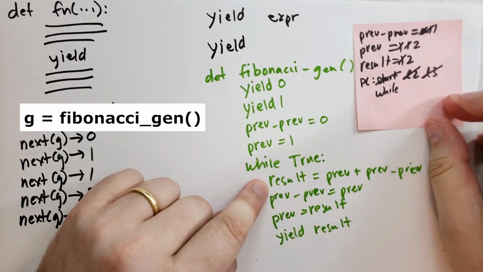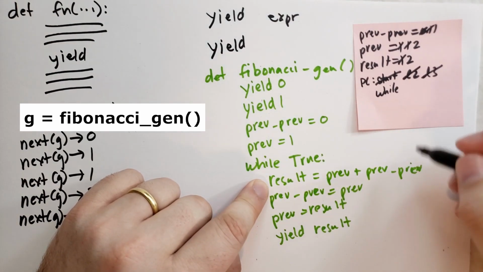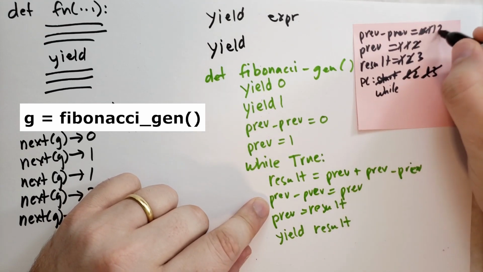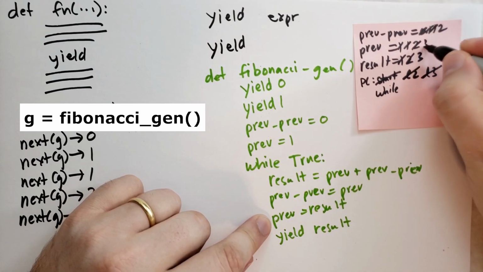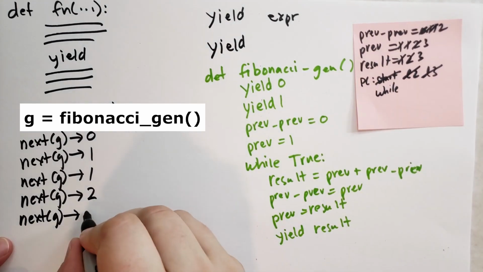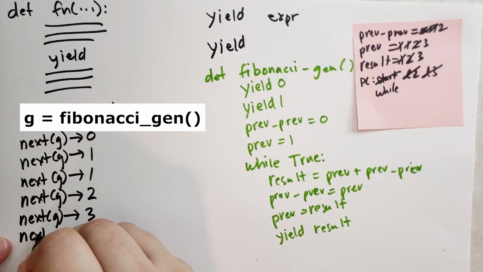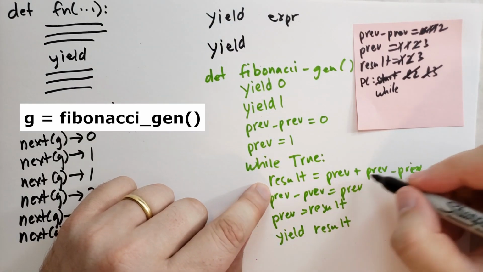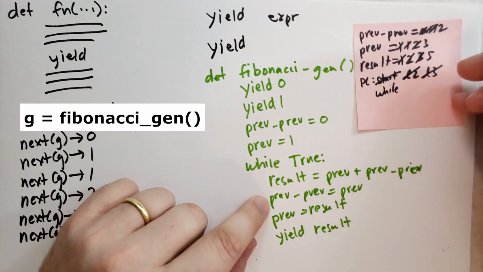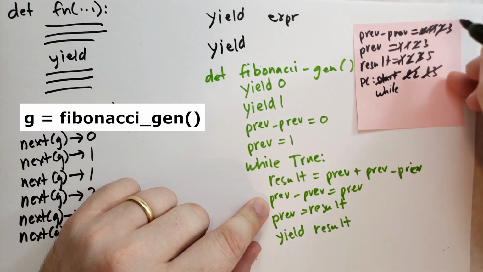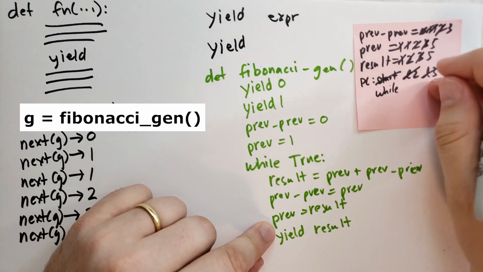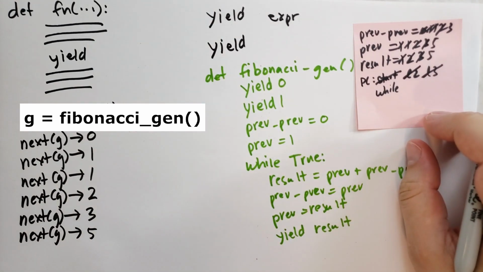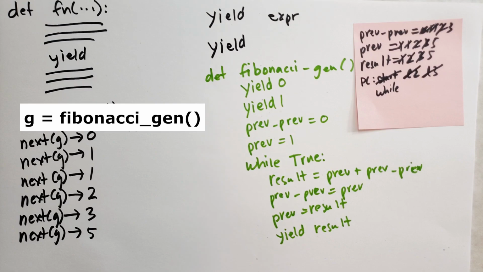it continues. Result equals prev plus previous, so that becomes 3. Prev equals previous, that becomes 2. Previous equals the result, that becomes 3. And then we yield the result. And if we call it again, result is prev plus previous, so it becomes 5. Prev equals previous, that becomes 3. Previous equals the result, that becomes 5, and then we yield that result. You can see how this function works, and it will indeed yield an infinite sequence of Fibonacci numbers.